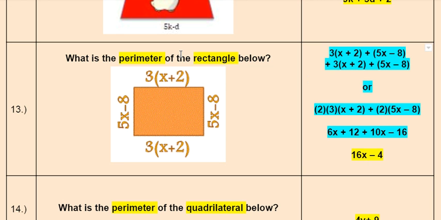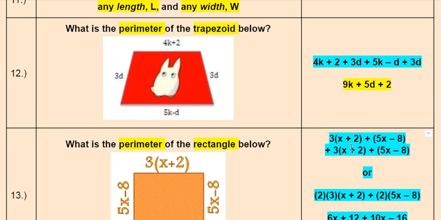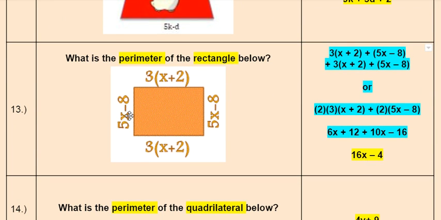And if we go back here, 2 lengths, top and bottom. That's what this is right here. And 2 widths, well, we have 2 of the same on the left and right. Those are our widths. So another way we could write this, guys, is that we have 2 of the 3x plus 2's, one on top and one on the bottom. So that's the same as 2 times that, plus we have 2 times 5x minus 8, one on this side, one on this side.